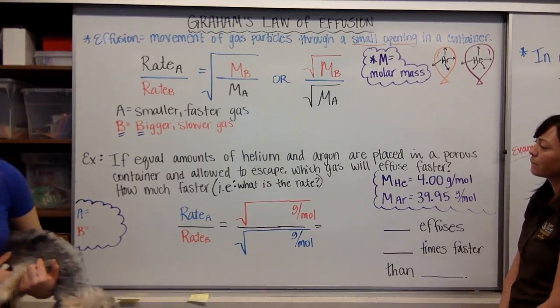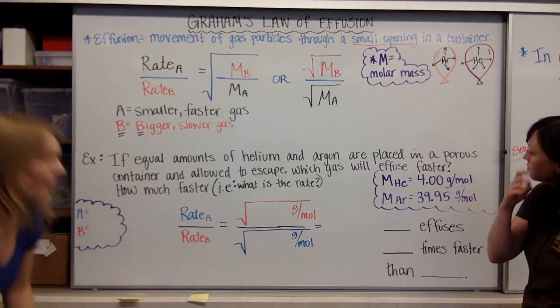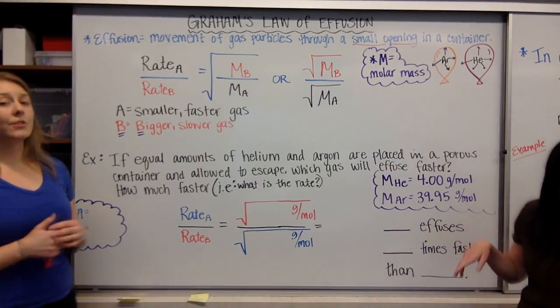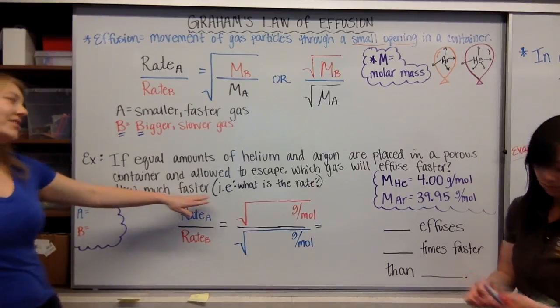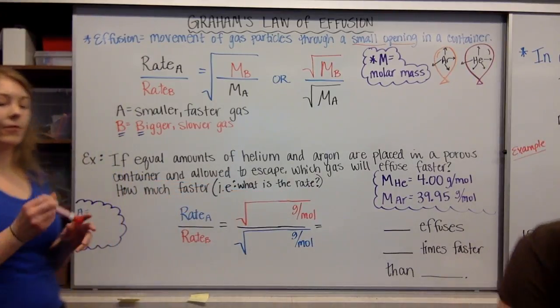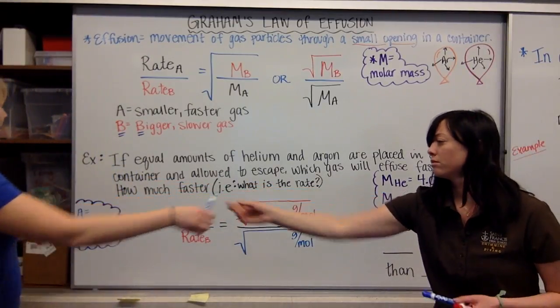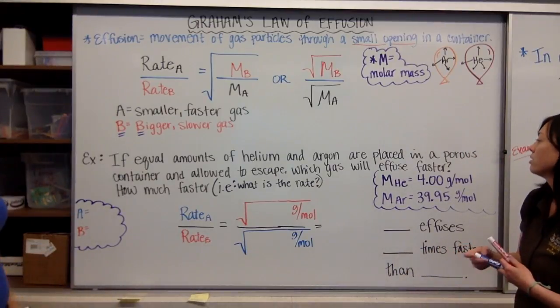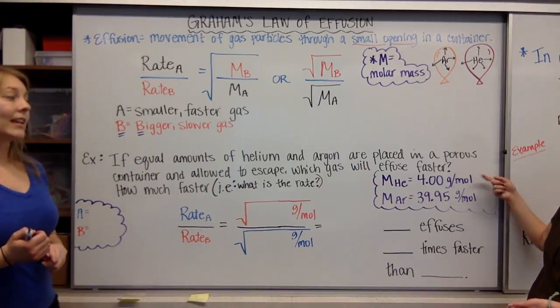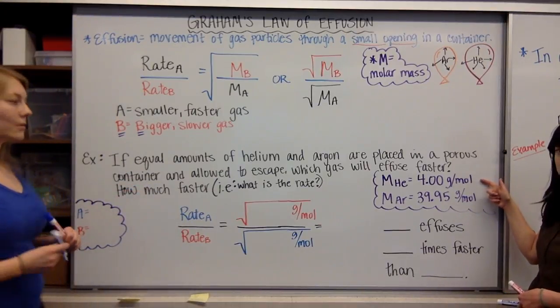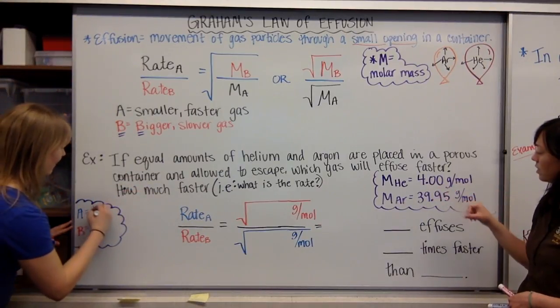All right, so let's take a look at this example. We have equal amounts of helium and argon in a porous container, and they're allowed to escape. Which one will effuse faster and how much faster? And that's just asking for the rate. What rate of effusion is it? So I have to identify which gas is A and which is B. A is the smaller, faster one. So if we look over here at our molar masses, helium or argon, which one is smaller? Hopefully you're seeing helium. So A is helium.